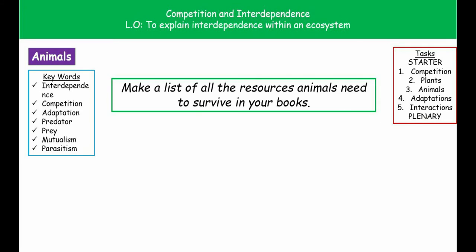Let's do the same thing then for animals this time. So bullet point list of anything that animals need to survive. Again, I'll give you just under a minute to get that done.